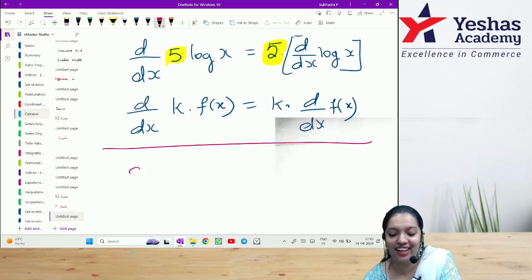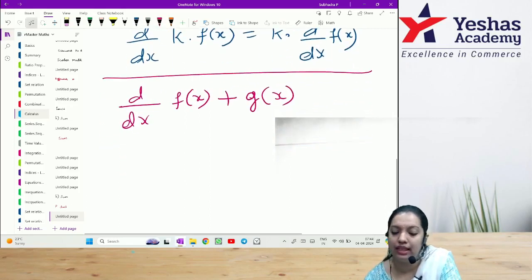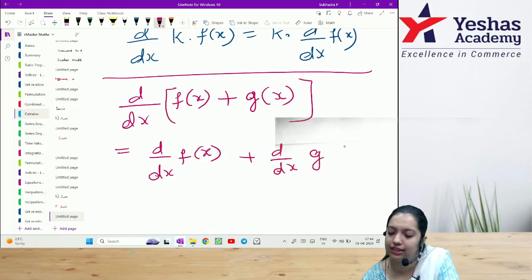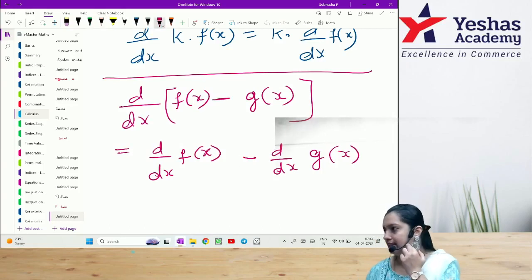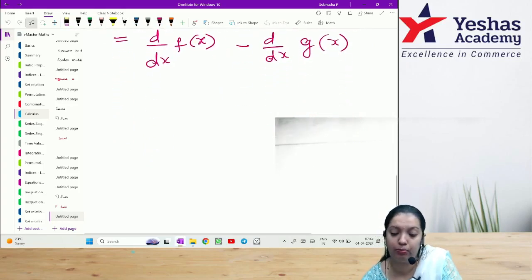Next, if I have one function and another function, how do we do it? Take the derivative separately: derivative of f of x plus derivative of g of x. This is known as the sum rule. If I have a negative sign, here also I will change it to negative. This was my next rule. After this, we started with the product rule.